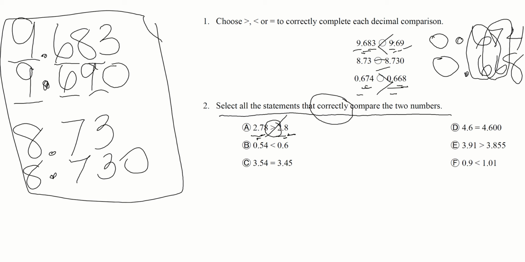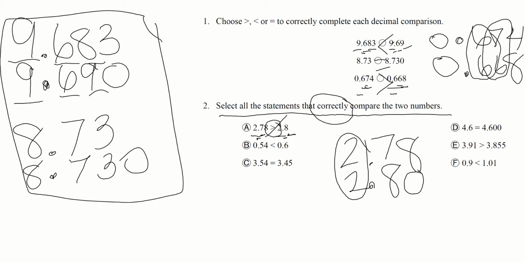If I was to line it up, I'd have 2.78. Put my decimal point underneath. There's 2 wholes and 8 tenths. I have no hundredths, I put a 0 there. I see that these two are the same. The next two, I notice that there's 1 less tenth. Therefore, it's not true.